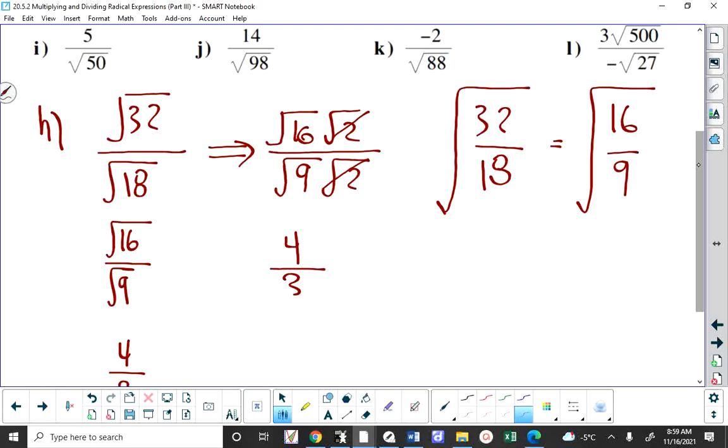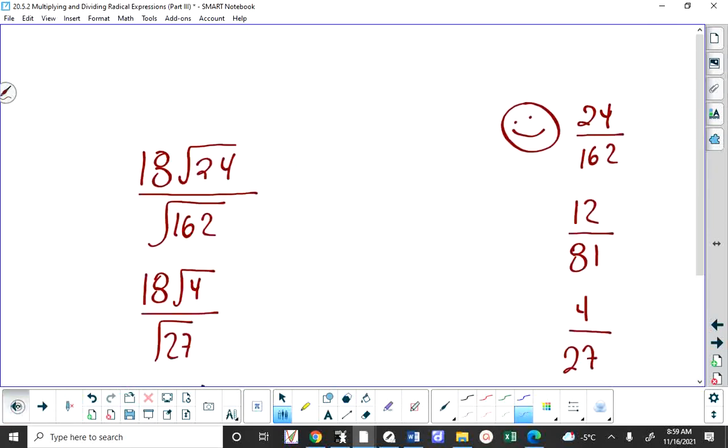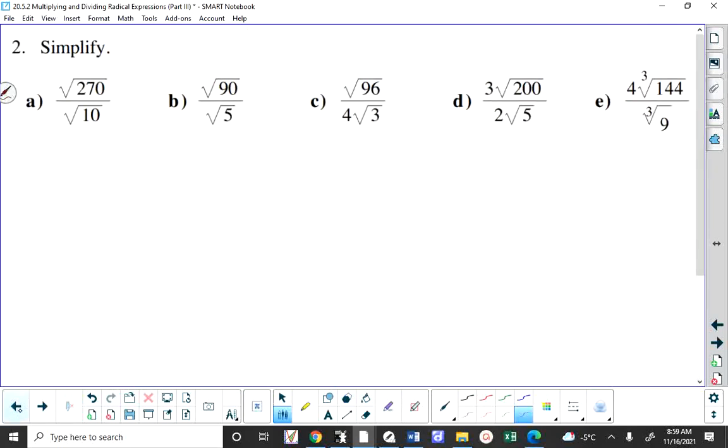2A. So root 270 over root 10. Again, we are allowed, this is a property of radicals that we've talked about, a radical over a radical of the same index is the same as the radical of the quotient of the two radicands. A lot of terminology there. But what I'm saying is root 270 over root 10 is the same as the square root of whatever 270 over 10 is. And 270 over 10 reduces to 27.